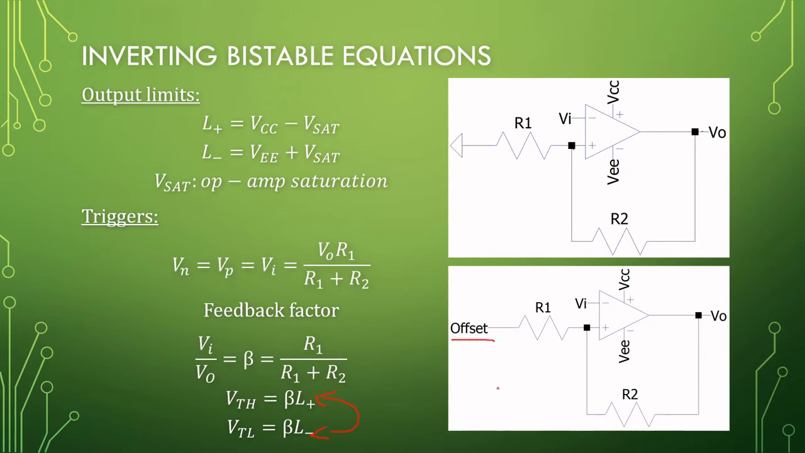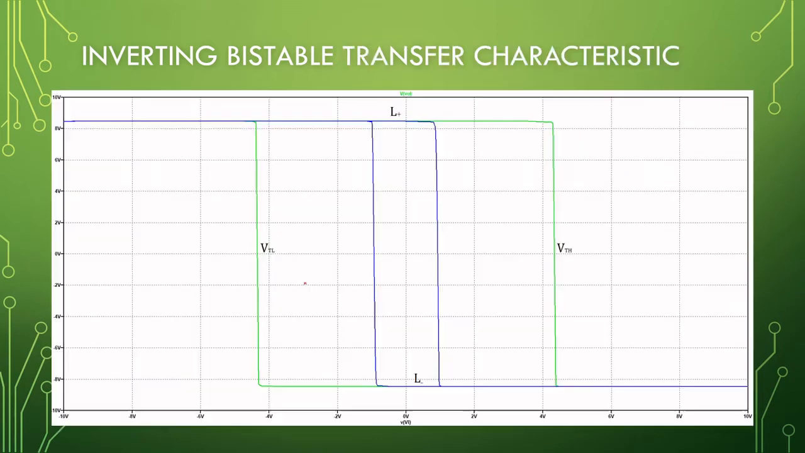Right, then you can also apply offset to the triggers by adding a voltage source here where we had a ground point. Now, with the triggers and the output in mind, we can set up a hysteresis loop or the transfer characteristic. So let's focus on the blue graph here. Let's assume that our output is at a high or the positive limit.